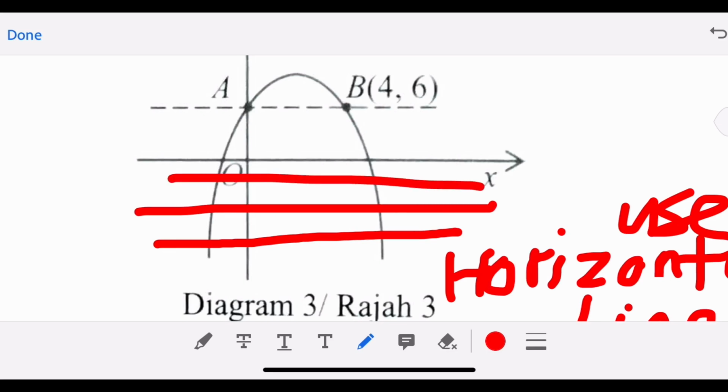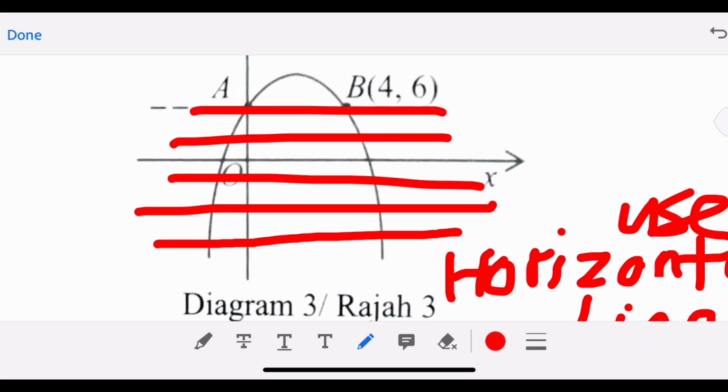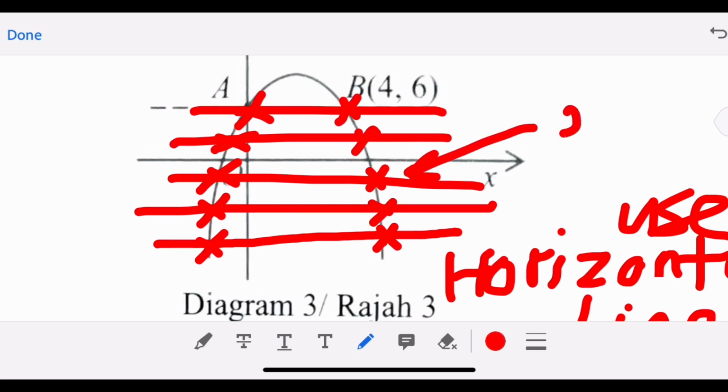It looks like every line is cutting the graph at 2 points, isn't it? So we have 2 points. So it means that 2 objects will map to one image. So it also means that it is a many-to-one relation.